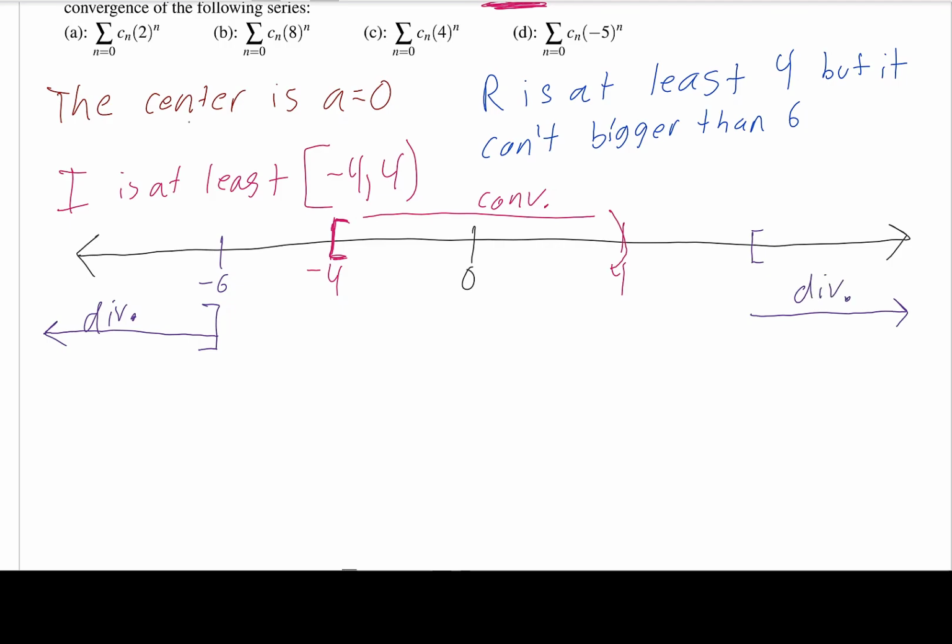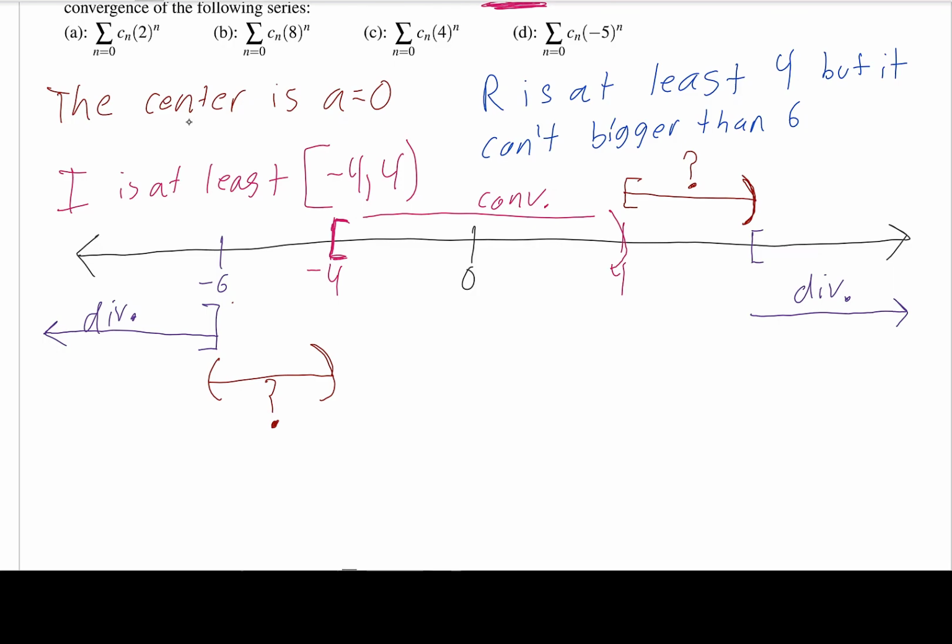Now what we don't know is this area in here. So from 4 to 6, we don't know what's happening in here. And from -6 to 4, we don't know what's happening in here. So let's look at each of these series.